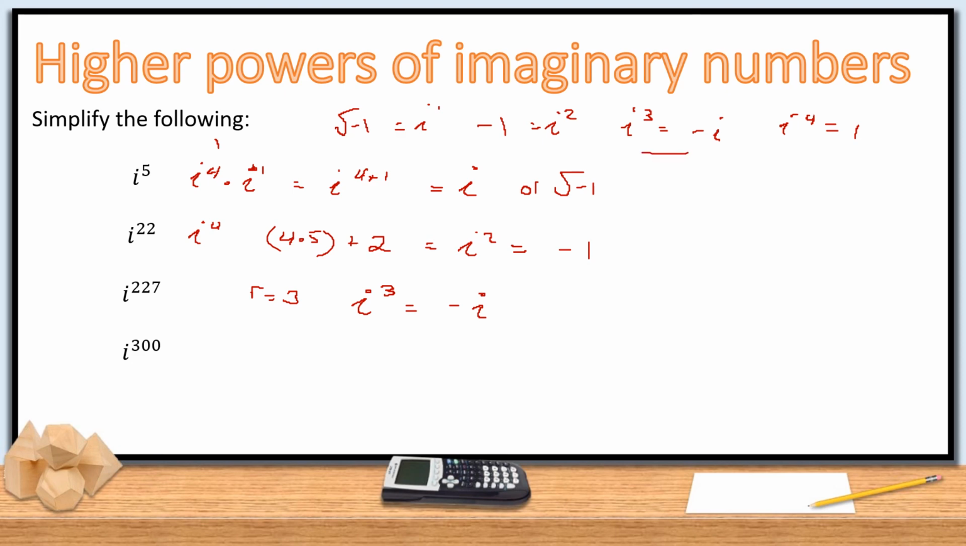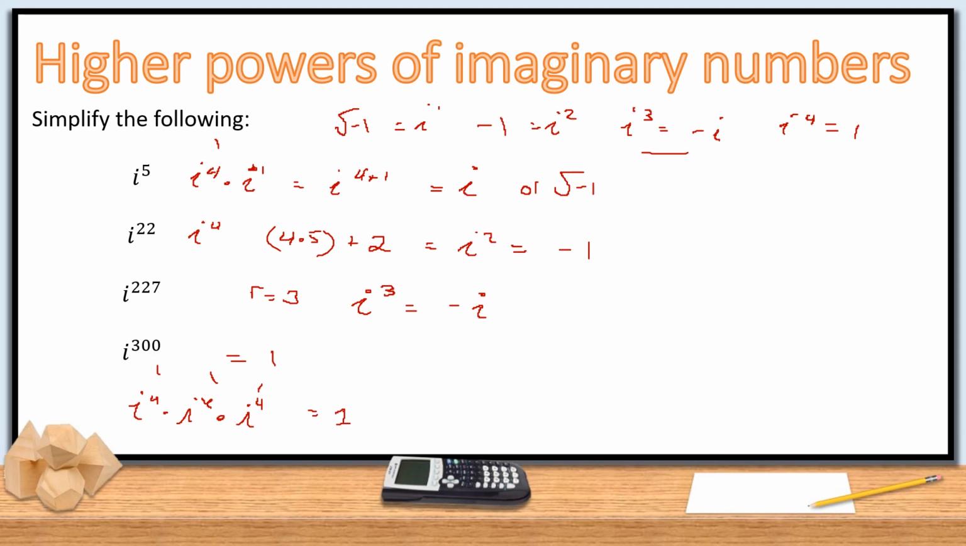And then 300 is divisible by 4. That would be 25 times 4 is 100, so 25 times 12 is 300. So this would just be 1. It would divide down by 4 the entire way. So we're thinking of this as i to the power of 4 times i to the power of 4 times i to the power of 4, and you would write that down, what did I say, 12 times? So each of these is 1 times 1 times 1. That's why our final answer is just 1.